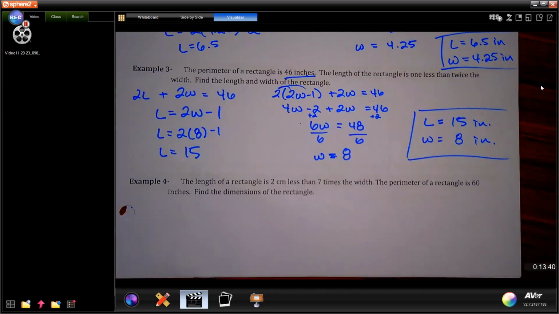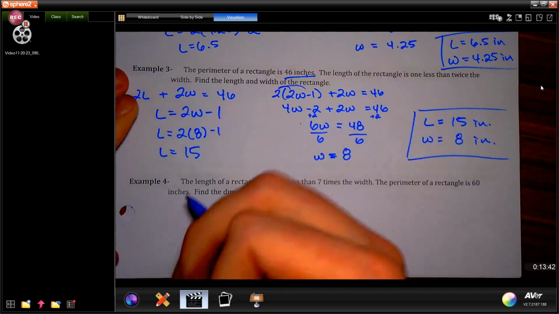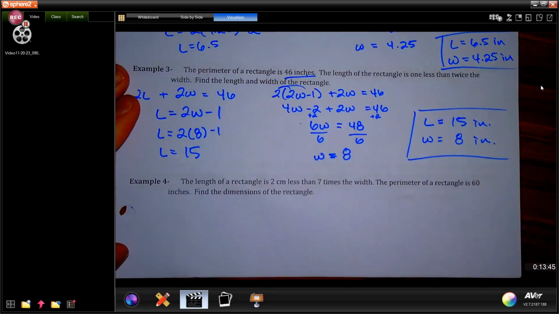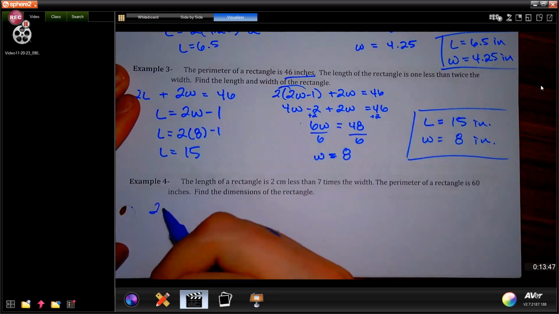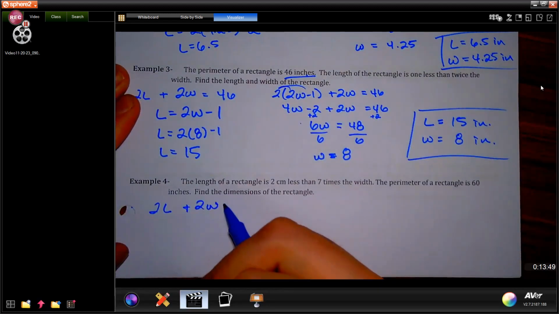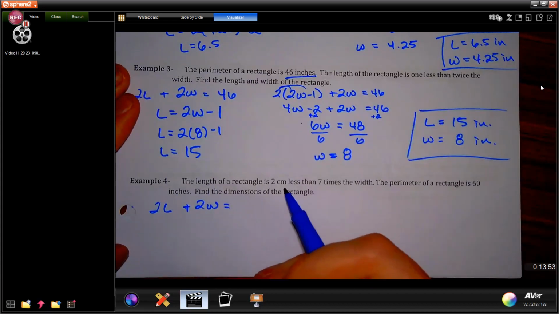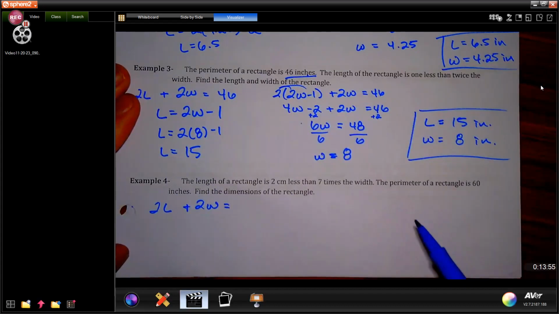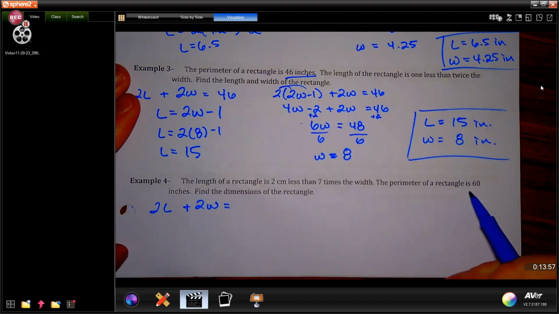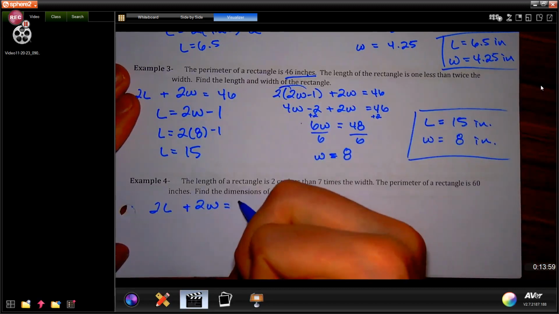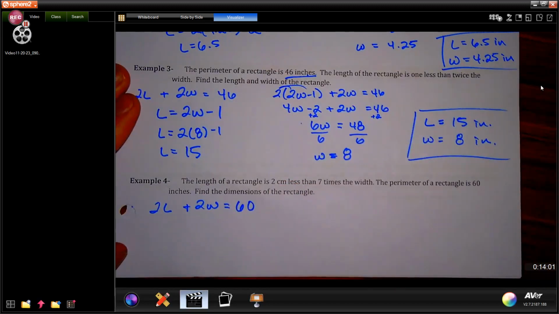Last one. Again, use the same formula that we had at the very top in the review for B. Okay, 2L plus 2W is equal to whatever the perimeter is. Let's see what the perimeter is. The length of a rectangle is 2 centimeters less than 7 times the width. The perimeter of a rectangle is 60 inches. So that's going to be our solution there.